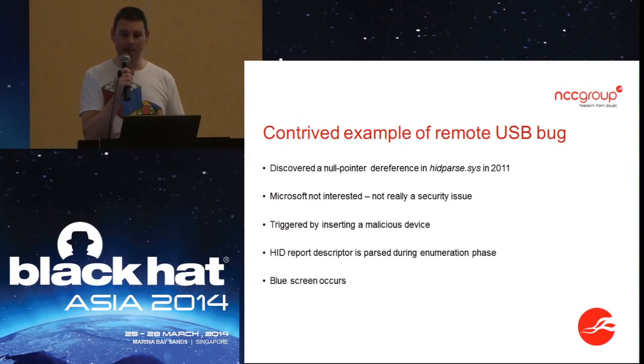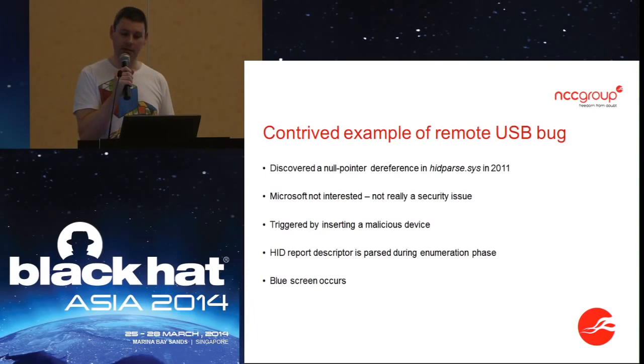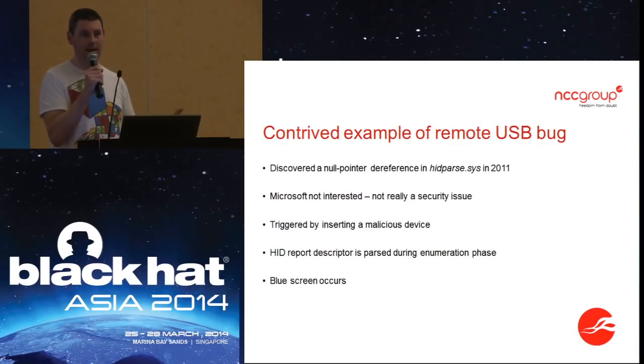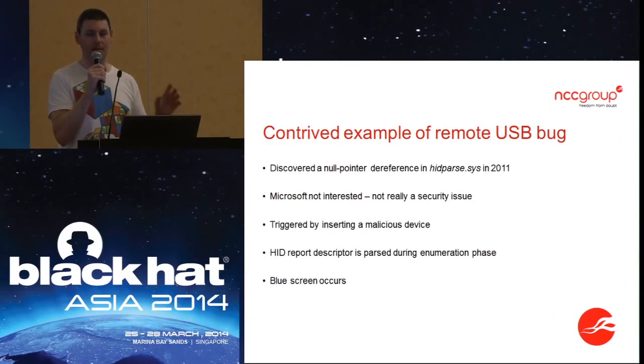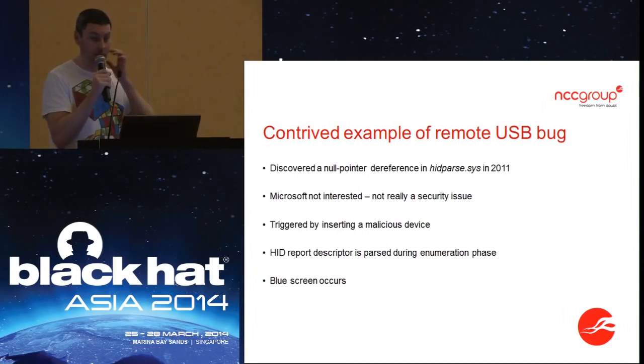And back in 2011, I discovered a bug in all versions of Windows in hidpars.sys. So when you plug in a HID device, a keyboard, for example, as part of that communication that happens in the enumeration phase, a thing called a HID report descriptor is sent, which basically talks about the capabilities of that HID device. What kind of keyboard it is, how the keys are mapped on that device, what language keyboard it is, all kinds of stuff like that. And I identified that if you specified a certain value within a certain field in a HID report descriptor, it created a logic error that resulted in a null pointer dereference.